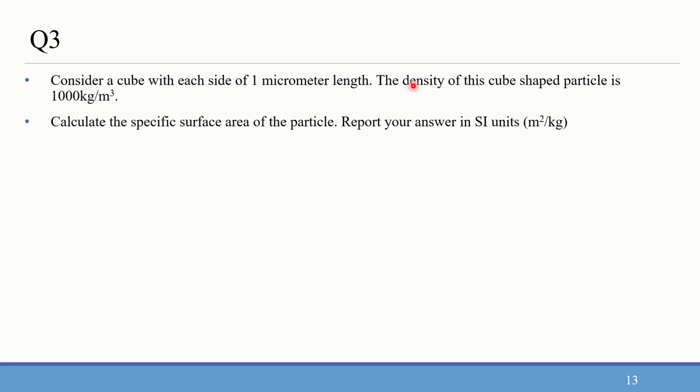So density is equal to mass by volume. So mass is equal to density into volume. So for this particular cube under our question, we need to calculate its surface area and we need to calculate its volume. So with these two pieces of information, we can solve the problem. So let us see how to do that.